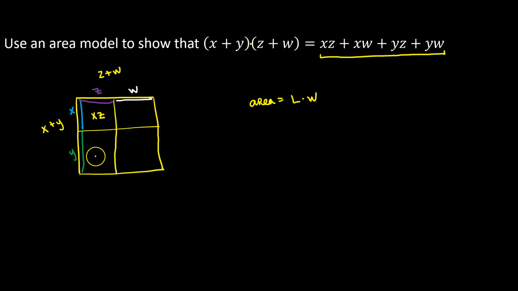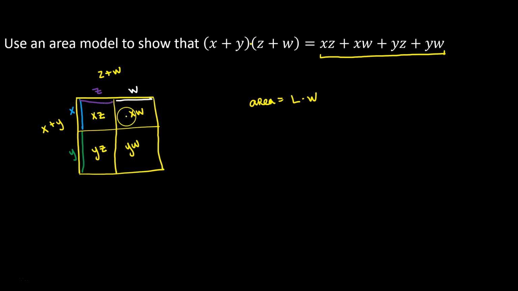But we have 3 other squares. What about the one below that? So on the bottom left, we have y as our length, z as our width. That looks like yz. Top right, we have another rectangle that looks like x times w for the area. And then bottom right, we have y times w.